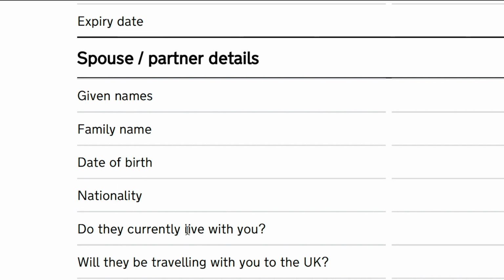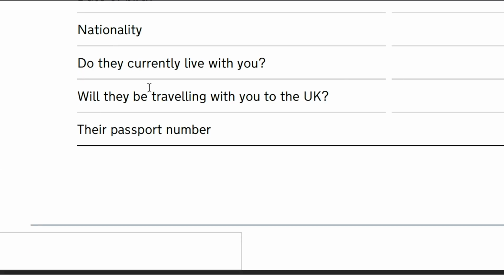This one is if you're married or if you have a civil partner: the given names, family name, date of birth, nationality, passport number, and do they currently live with you?